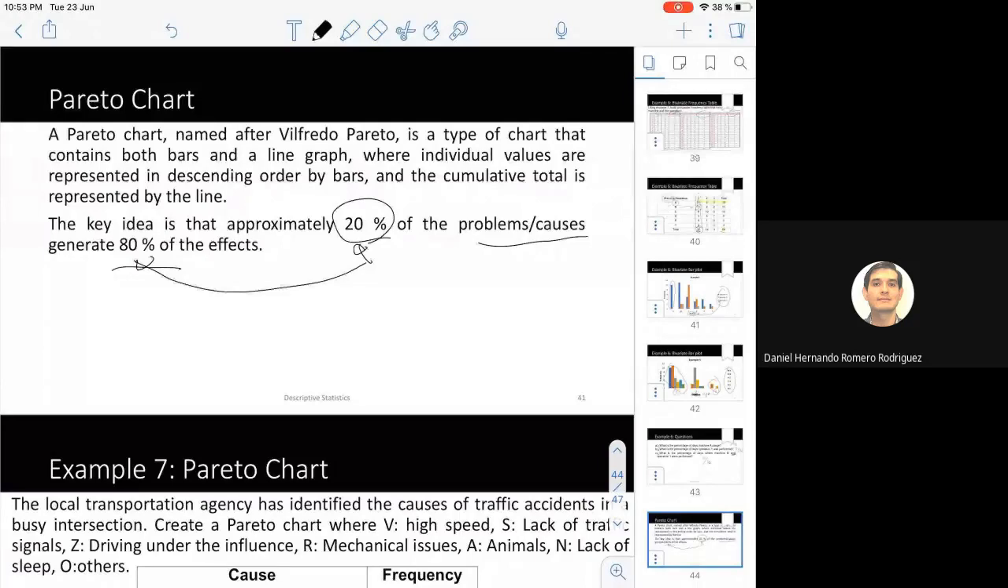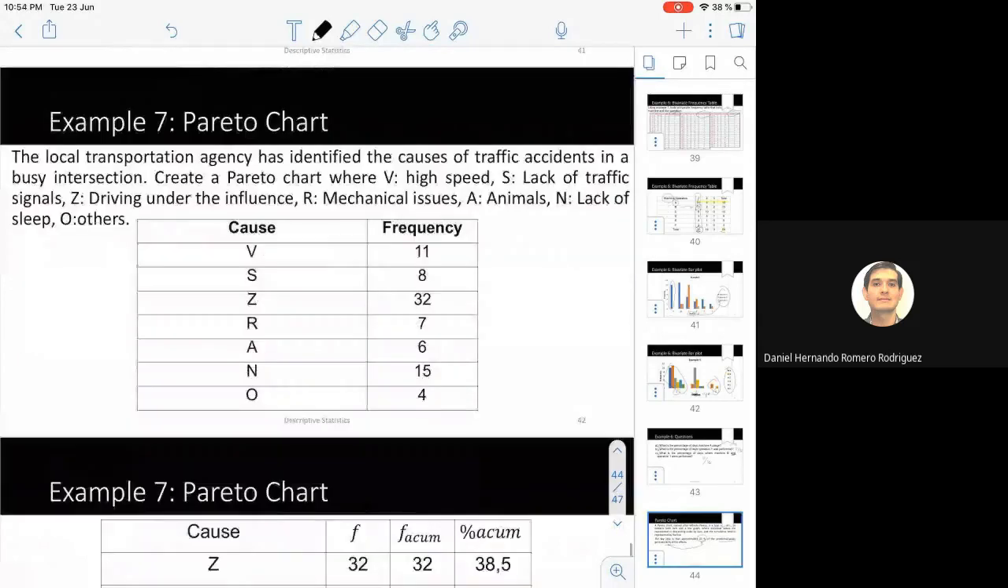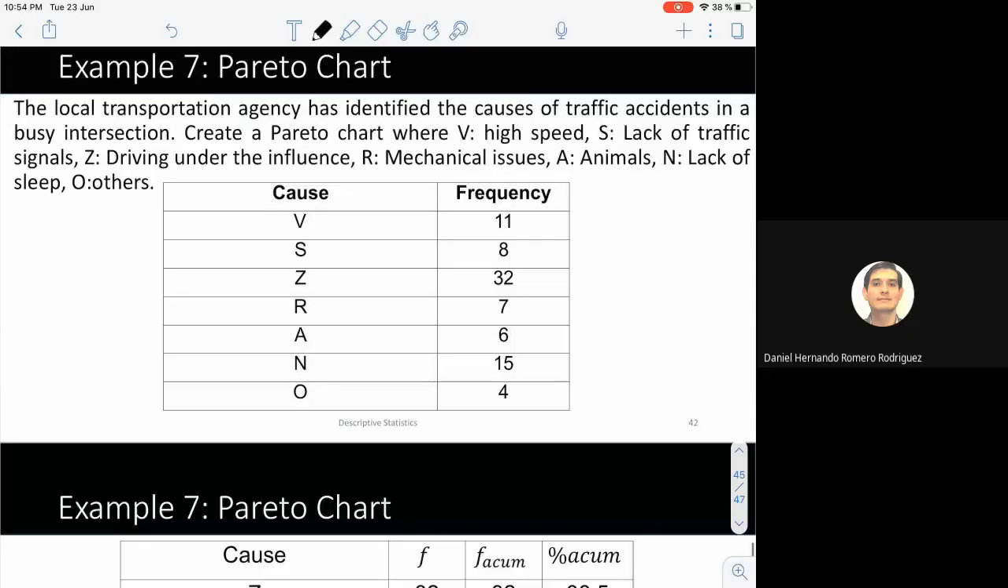Then, in order to find what are those few causes that are creating most of the problems, we create this tool to be able to identify them. So let's check this example. It says that a local transportation agency has identified the causes of traffic accidents in a busy intersection. So let's create a Pareto chart, and we are given the different causes. B stands for high speed, S lack of traffic signals, Z driving under the influence, that means alcohol or drugs, R mechanical issues of the vehicle, A animals on the road, and lack of sleep. Someone's tired, maybe that person is taking a summer course, 5 hours every day, during 5 days. That's a lot. And O means other causes.